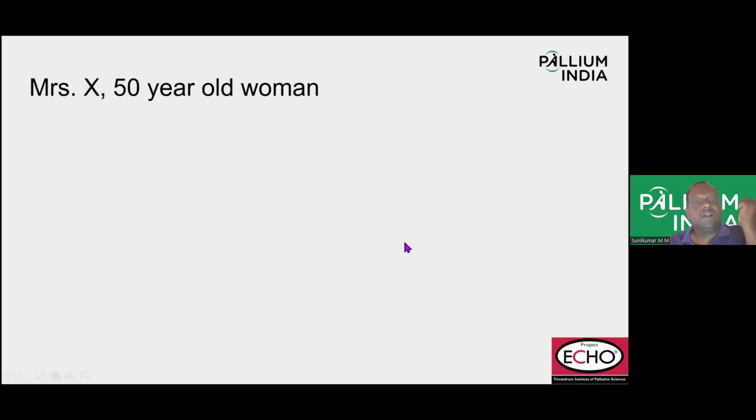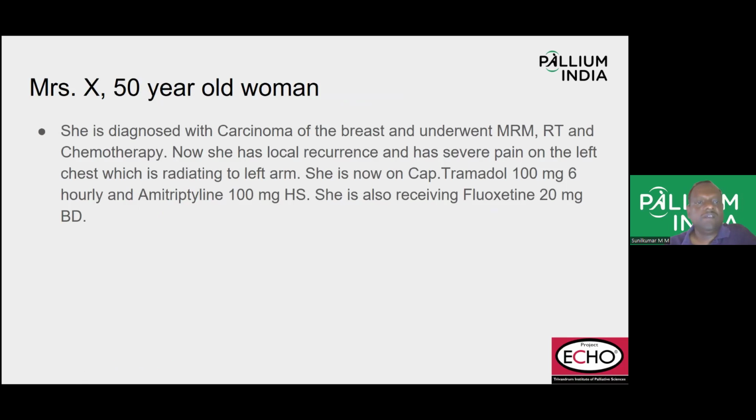Okay, so now this is the history of a 50-year-old woman. She is diagnosed with carcinoma of the breast and underwent modified radical mastectomy, radiation, and chemotherapy. Now she has local recurrence and has severe pain in the chest, radiating to the left arm. Now she is on tramadol 100 milligrams every 6 hourly and amitriptyline 100 milligrams HS. She is also receiving fluoxetine 20 milligrams BD.